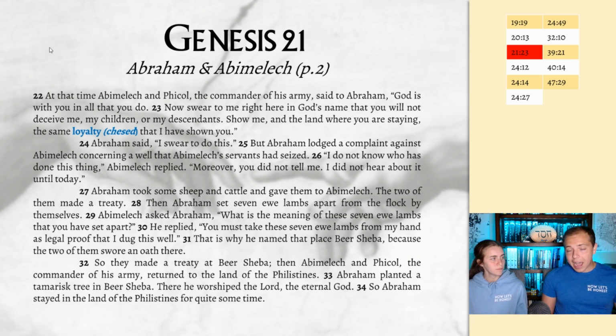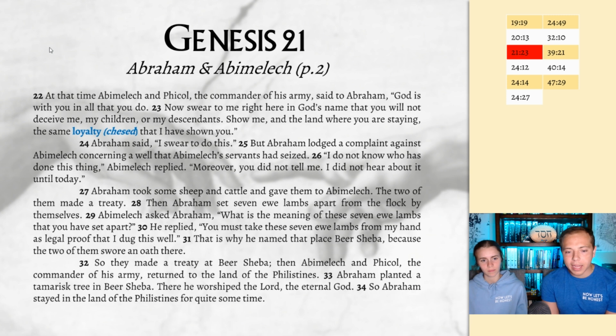And so we have both Isaac growing and Ishmael growing alongside one another, but not literally alongside one another. They're distant. Yes. And then we see this transition into verse 22, which takes us back to Abraham and Abimelech, now that some time has passed.